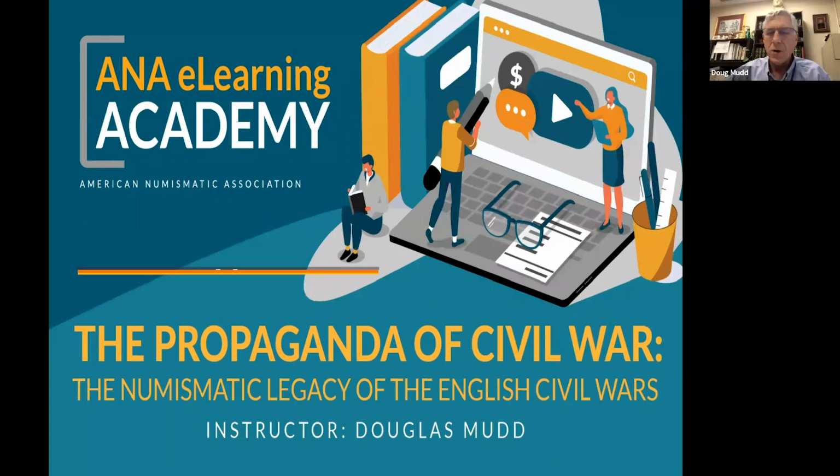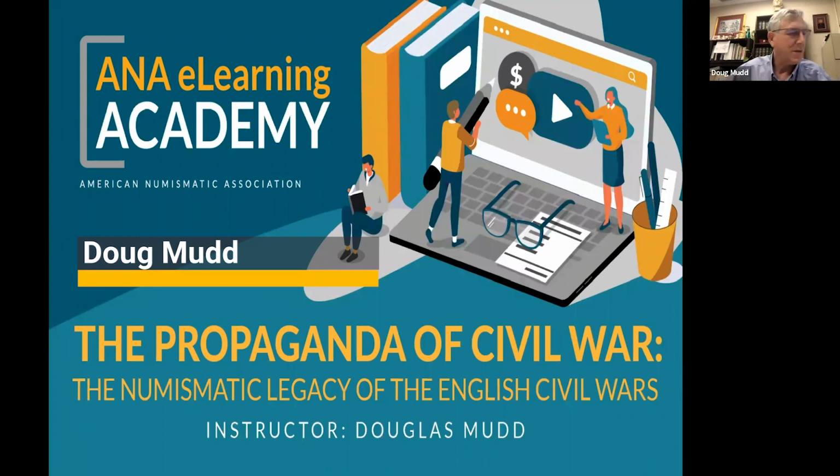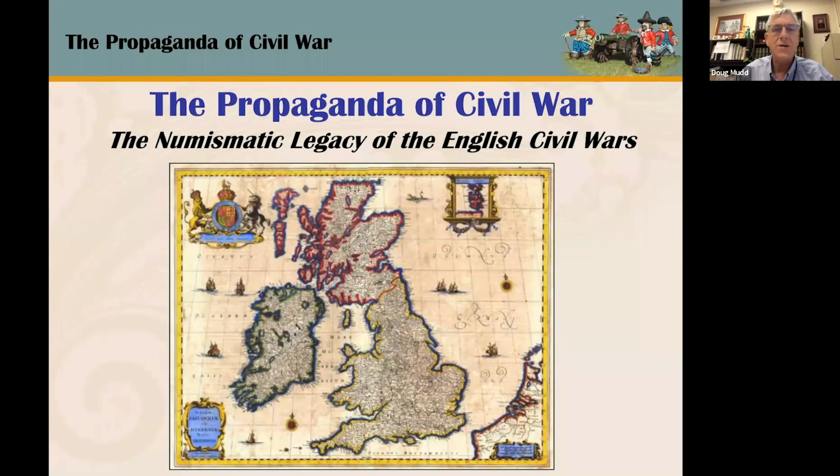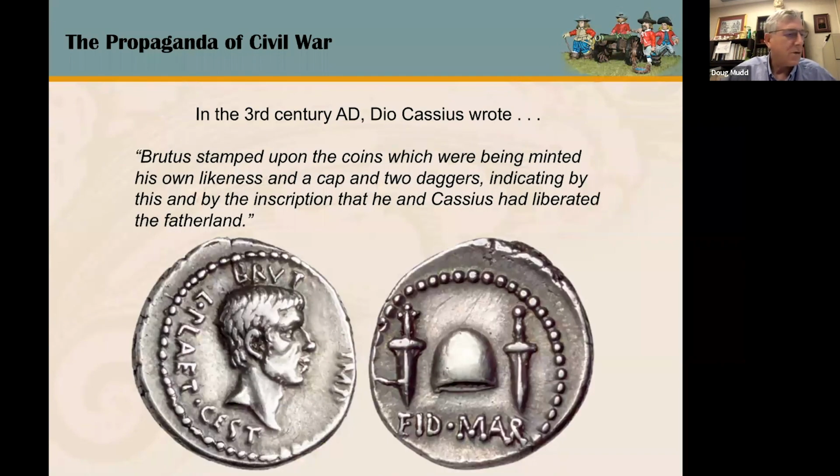Thanks, Nate. Well, welcome everybody. Today we'll be talking about the numismatic legacy of the English Civil Wars, an interesting period, and for me particularly interesting because it is a time when the coinage really reflects what's going on in the country. So the English Civil Wars lasted from basically 1642 to 1653. There were three phases of it, and we'll be talking about the coinage that appeared during that time.